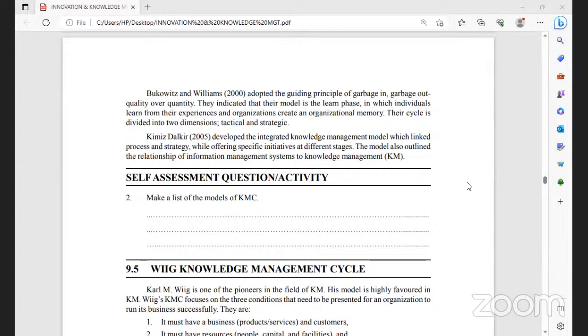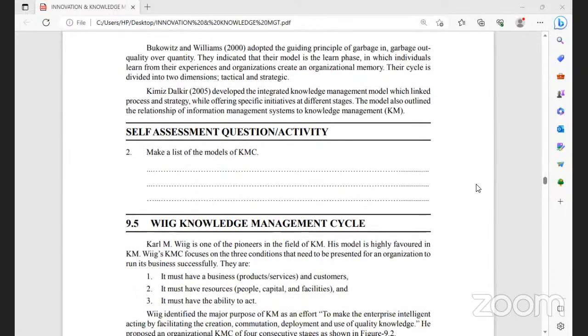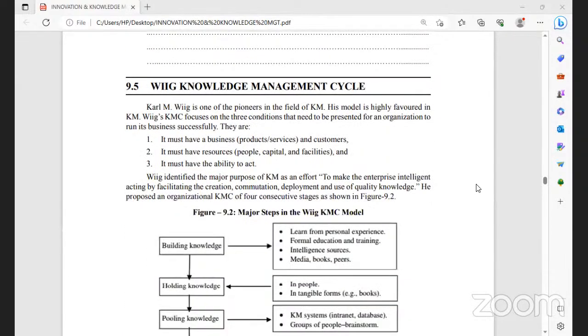And next one is Dalkir, who developed the integrated knowledge management model, which linked process and strategy while offering specific initiatives at different stages. The model also outlined the relationship of information management systems to knowledge management. Means this Dalkir model illustrates the integration of information management systems with the knowledge management system. And in depth, we are going to discuss one by one.